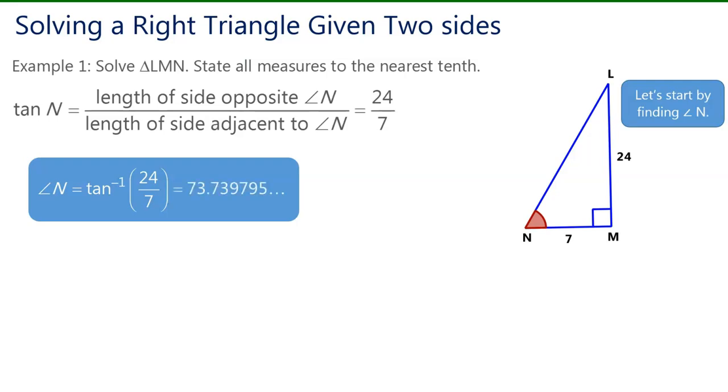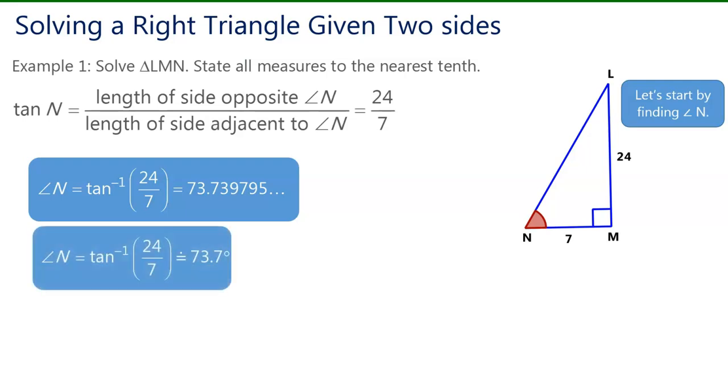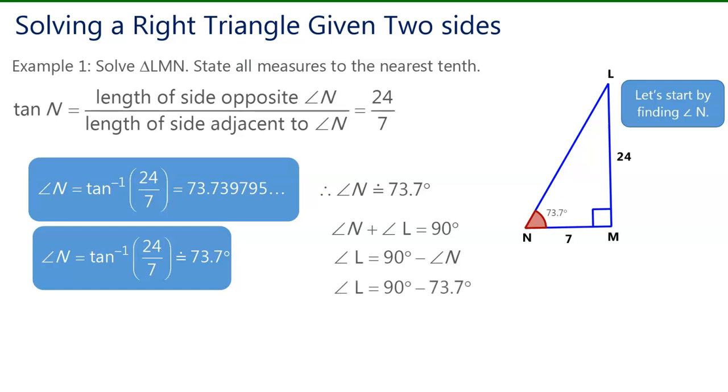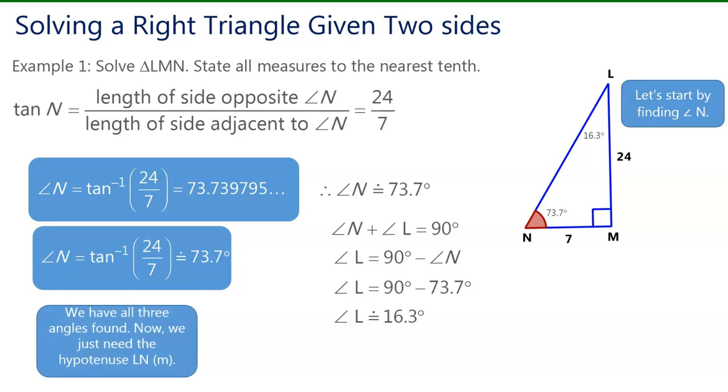We get 73.739795 continuing. Rounding to the nearest tenth, we get angle N is approximately 73.7 degrees. Angle N plus angle L equals 90 degrees. So angle L is 90 degrees, subtract 73.7 degrees, meaning angle L is approximately 16.3 degrees. We have all three angles found.